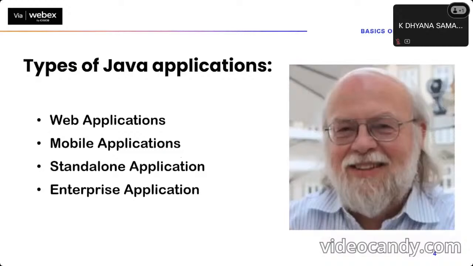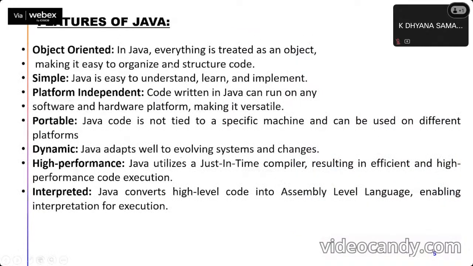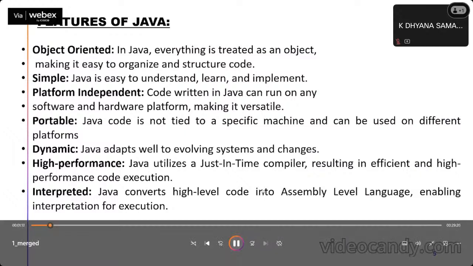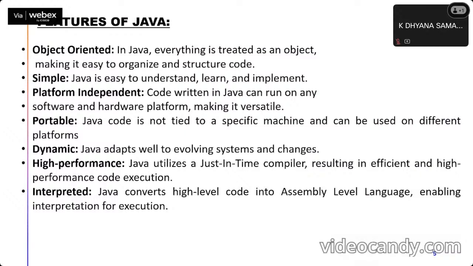The main features of Java are: in Java everything is treated as an object, making it easy to organize and structure code. It is easy to learn and simple to use. It is open source and free. It is secure, fast and powerful. It has huge community support, and the code written in Java can run on any software and hardware platform, making it versatile.